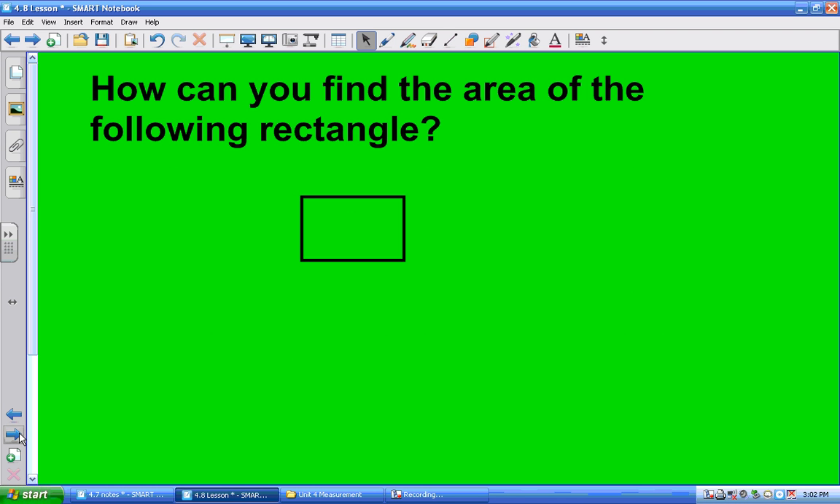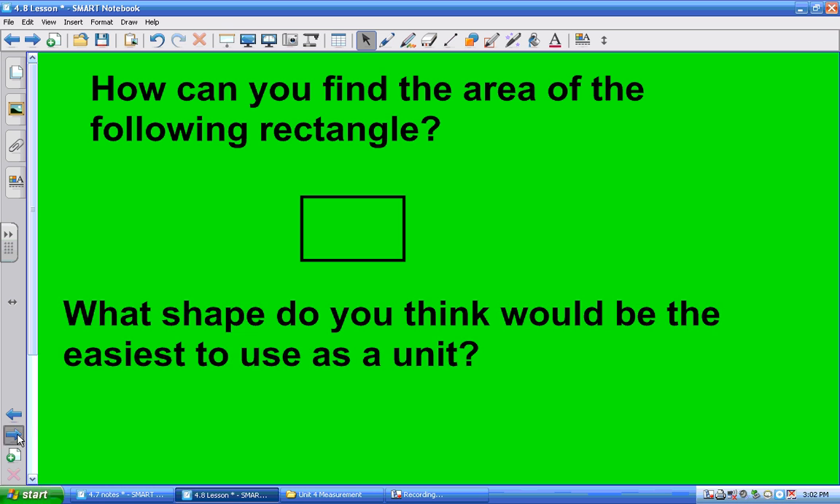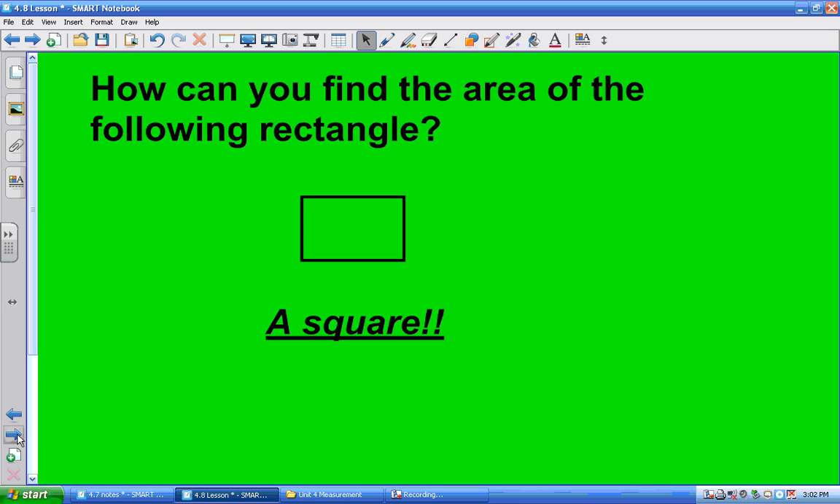Moving on then. So how can you find the area of the following rectangle? Any guesses? Yes? Putting the same size squares in it. So we need to cover the unit with a shape. And you said what kind of shape? Square. How's that? I predicted what you were going to say. Ta-da. So how many squares do you think goes in there? Ryan? 6. You think 6? Brooke? 6. 7. Leon says 7? Well, let's find out.